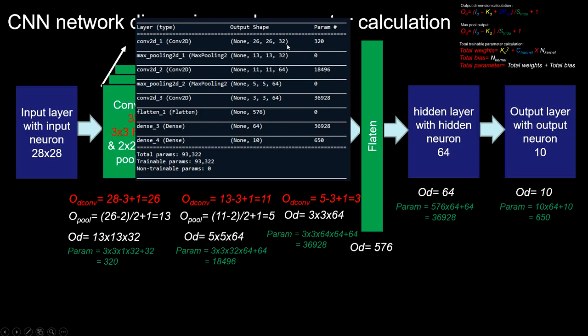The next part is the total parameters. For the first convolution layer, the total parameters will be 320. The second layer is 18,496. The third layer is 36,928. And then the hidden layer, and finally the output layer.